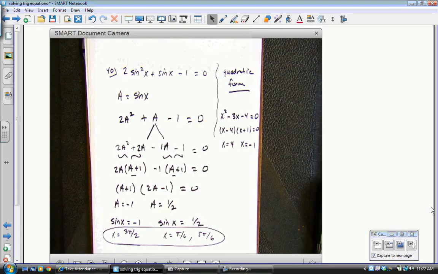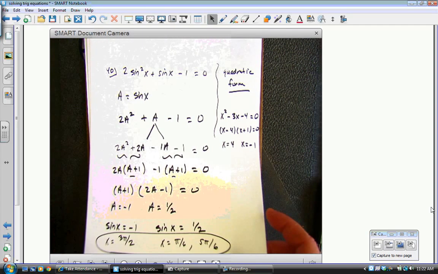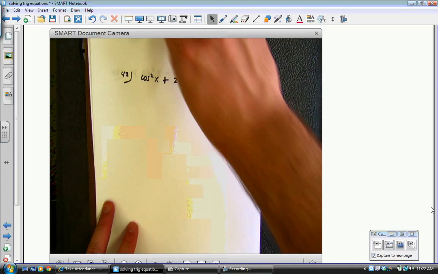Normally students like these a lot better than the ones where you have coefficients. I like the quadratic formulas. Yeah, I told you, they're kind of fun. Now, let me look at 42. 42's even easier.